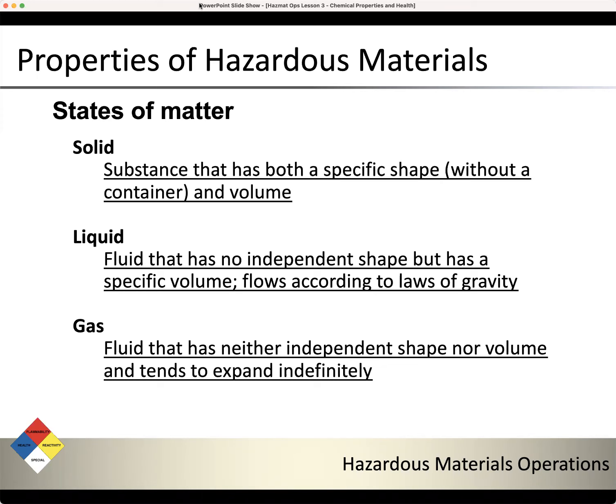So the 3 states of matter that we normally deal with: solid. Keep in mind that we need to know some details about each one of these states of matter. So a solid has both a specific shape, even without a container, and volume. Those are fixed. With a liquid, it's a fluid that has no independent shape, but does have a specific volume. Keep in mind that liquids will take the shape of the container, and also they flow according to the laws of gravity.